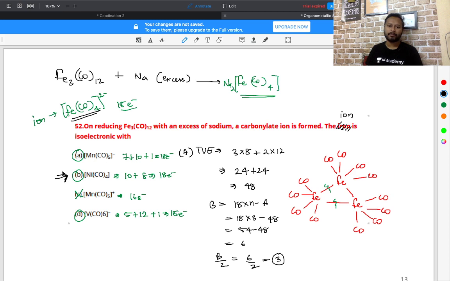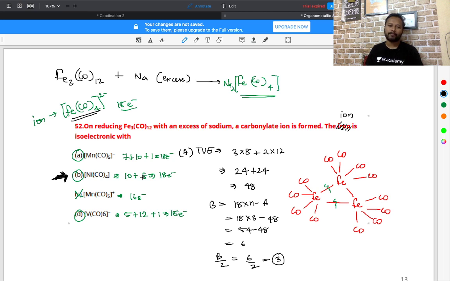So the correct answer for this question should be option number B. Once again, I'm just repeating over here, we were asked to find out isoelectronic species. Now in the options given, our ion is following the 18 electron rule, and options A, B and D are all also following the 18 electron rule.